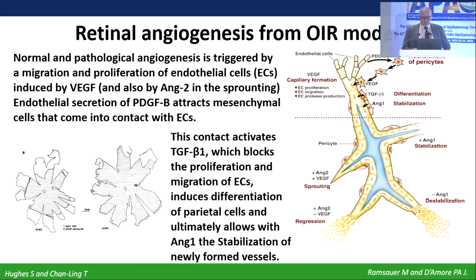There are a lot of actors playing this game in the field, and we know for sure the VEGF, but we also have other factors like PDGF beta, TGF beta, and angiopoietin 1, which are involved in the differentiation and stabilization of the vessels, and angiopoietin 2, which is the one that is involved in the sprouting of the already existing vessels. All these factors are potential targets for therapy of retinopathy of prematurity.